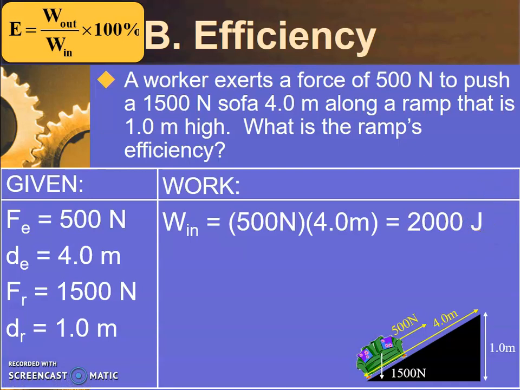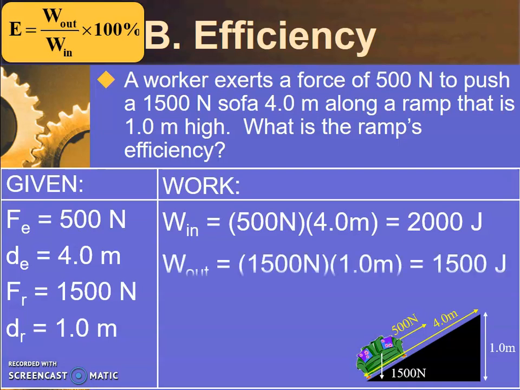Then we need to calculate our work output. That's the work the machine does. So for that, we need the resistance force times the resistance distance. So we do 1500 times 1. That is equal to 1500 joules.